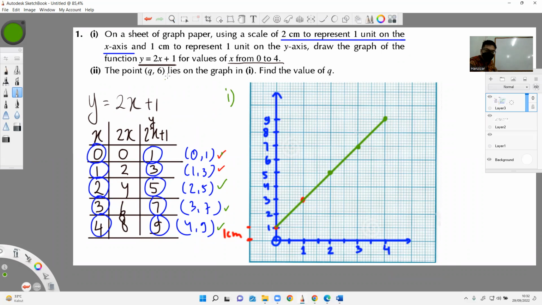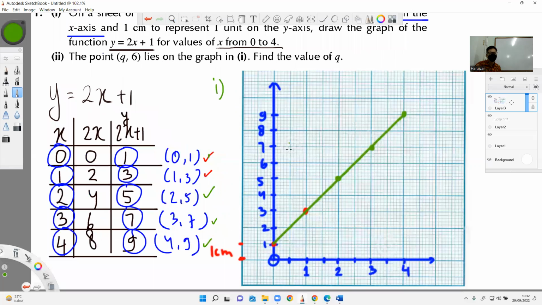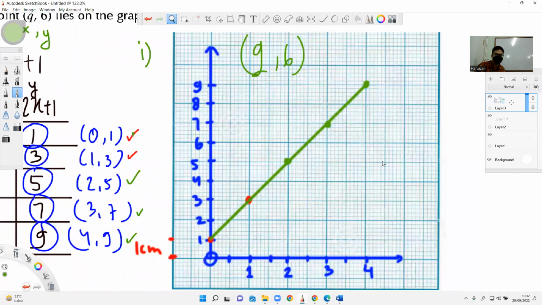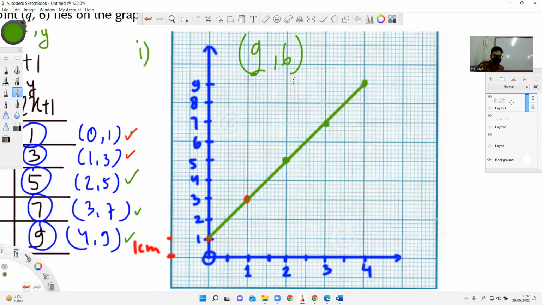The point Q, 6 lies on the graph. Okay, Q, 6. What is the Q? Q stands for the X, right? 6 stands for the Y. Understand, guys? So Q, 6 lies on the graph. Okay, what is the 6? The Y, right? So where Y equals 6, this is the Y equals 6, right?